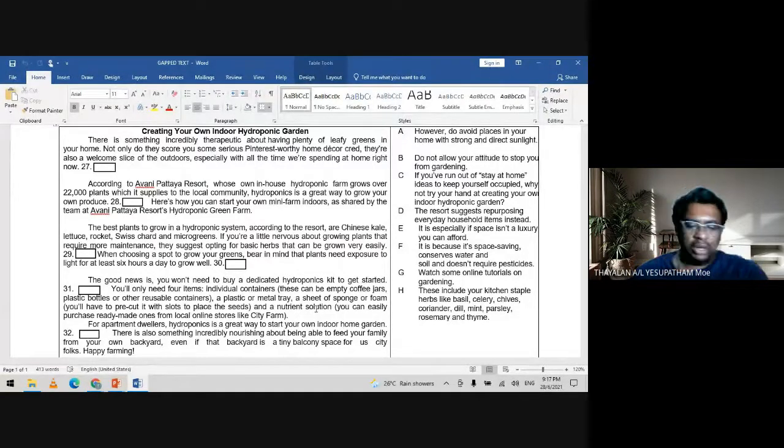Now we have somehow sorted the text. Now let's read the options A to H. We have A to H, and in these 8 sentences, there are 2 sentences which are not necessary, which we do not need to use.